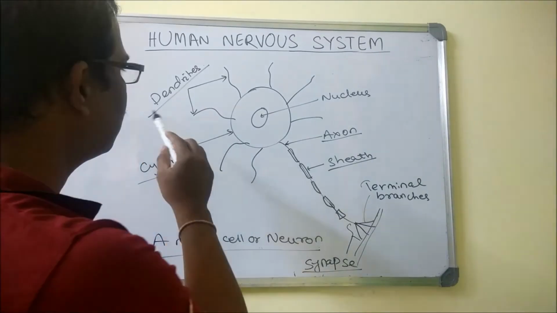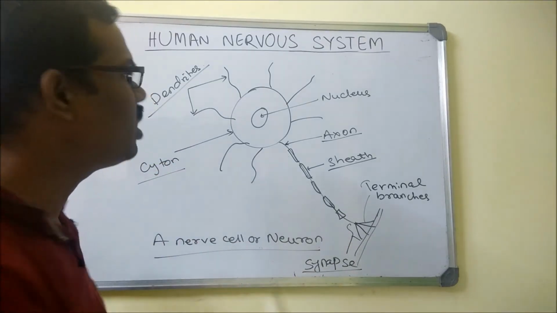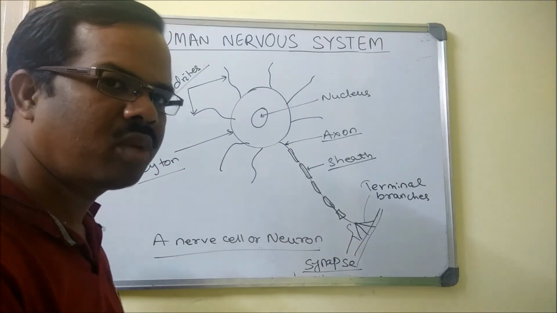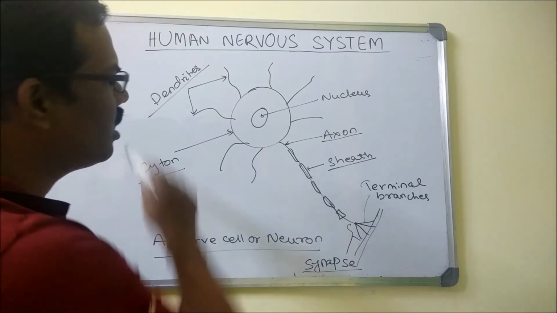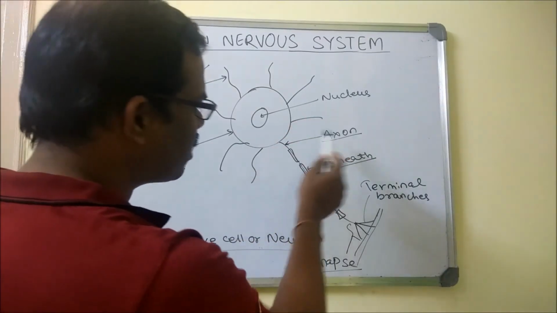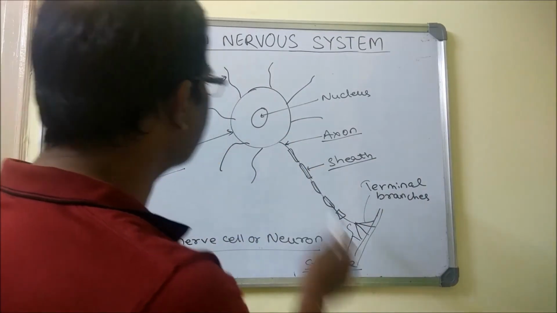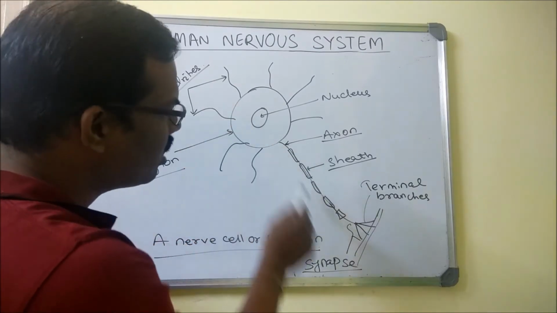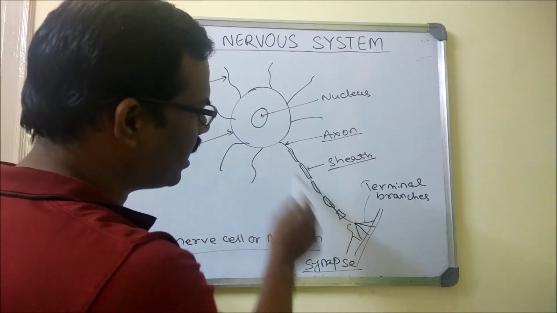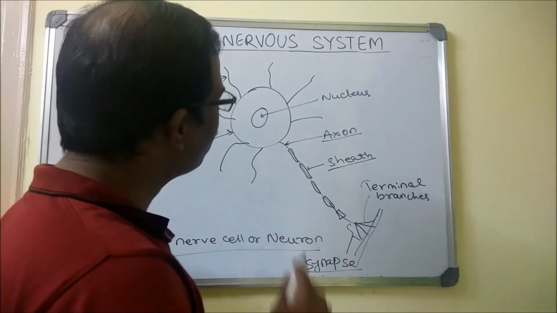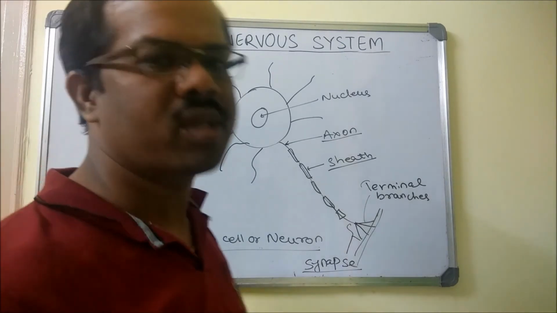Dendrites are the portions which actually receive the signals and then transmit them. The axon transmits the signal. This is the receiving part, and this is the sending part. So that is all about the human nervous system.